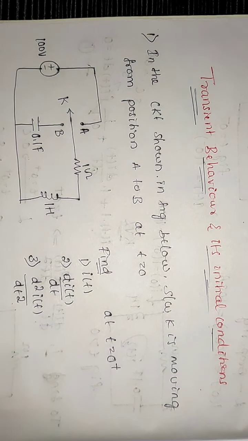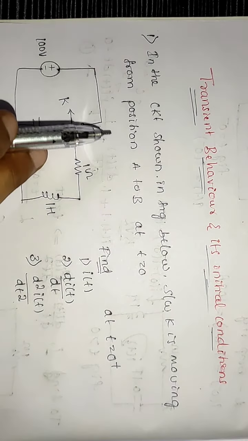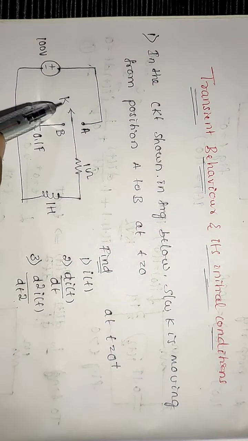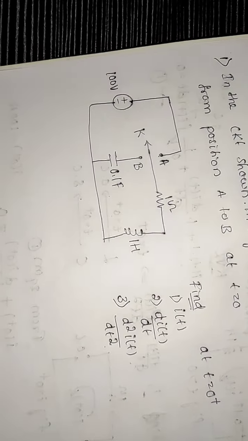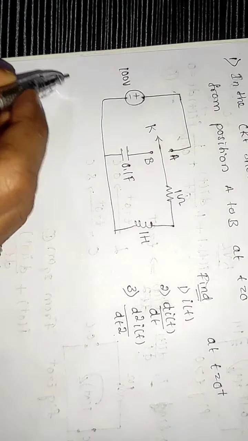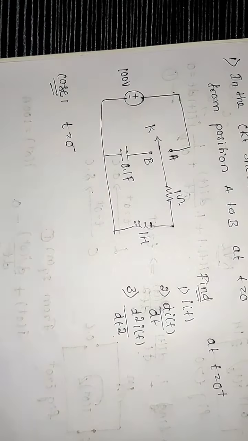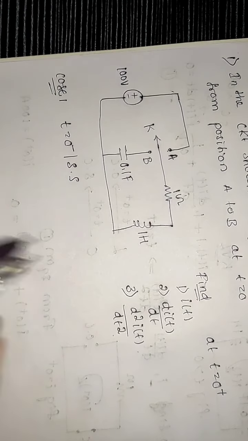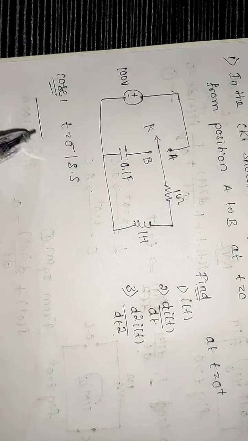Initially, what is given: the switch K is moving from position A to B at t equals 0. At t equals 0 minus, switch K is at position A, right? So first I will consider case 1, at t equals 0 minus. t equals 0 minus means steady state, right? I will write the diagram for t equals 0 minus.